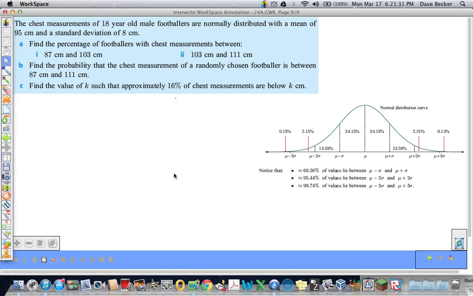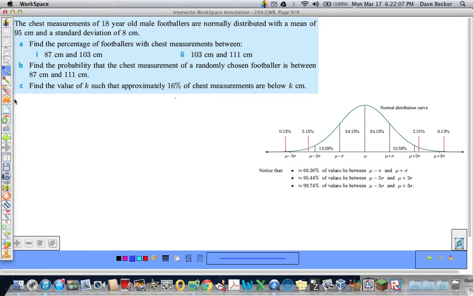All right, enough yammering. Let's just do the one and only example just to make sure you understand these percentages that we have been talking about. The chest measurements of 18-year-old male footballers are normally distributed with a mean of 95 centimeters and a standard deviation of 8 centimeters. Find the percentage of footballers with chest measurements between 87 and 103.